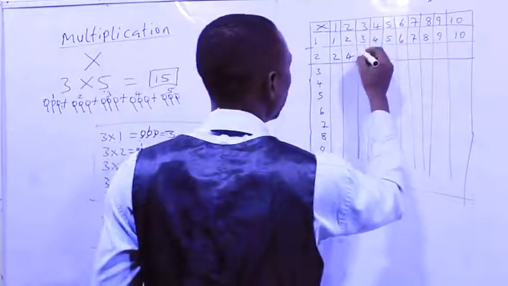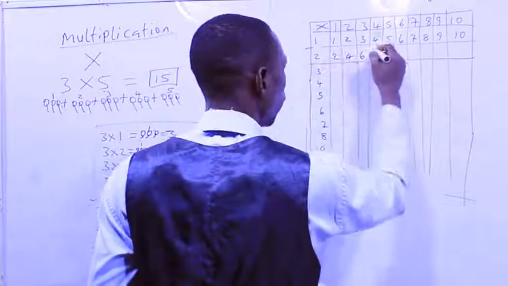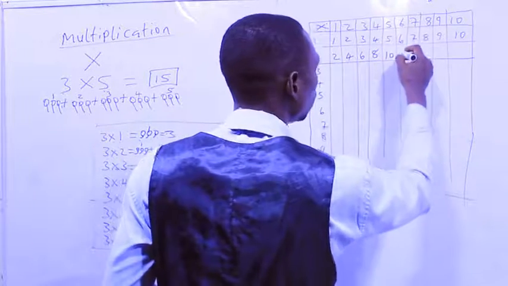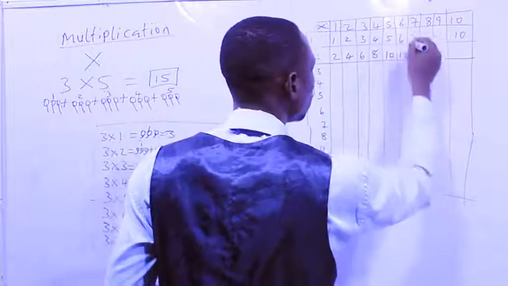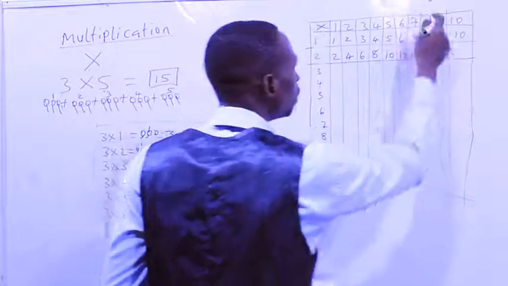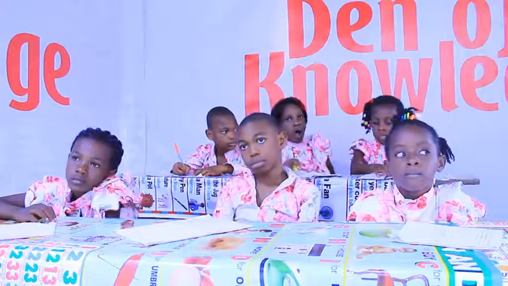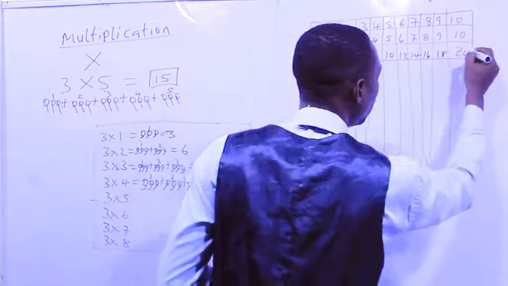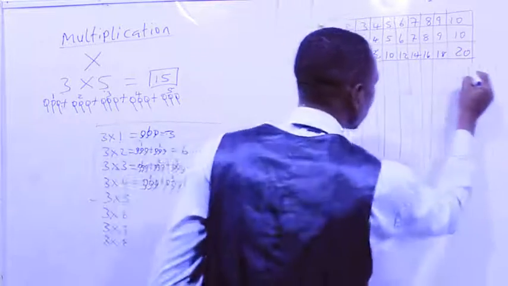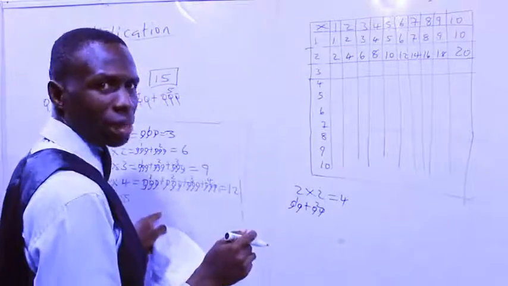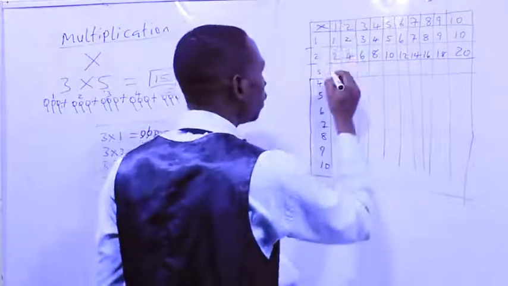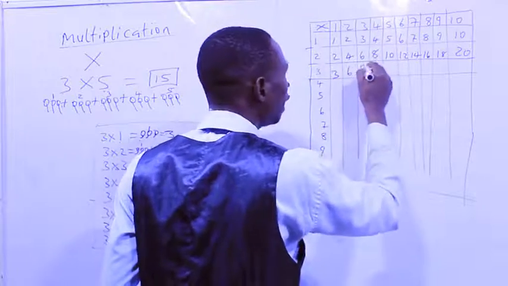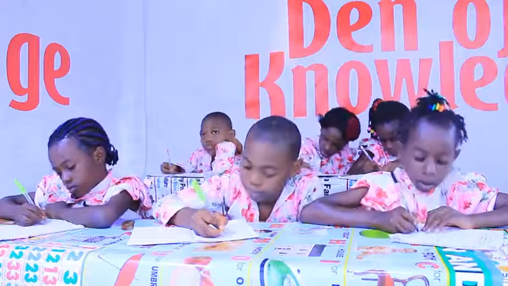2 times 3 is 6. 2 times 4 is 8. 2 times 5 is 10. 2 times 6 is 12. 2 times 7 is 14. 2 times 8 is 16. 2 times 9 is 18. 2 times 10 is 20. We have 3 times. We've already written 3 times here. 3 times 1 is 3. 3 times 2 is 6. 3 times 3 is 9. 3 times 4 is 12.